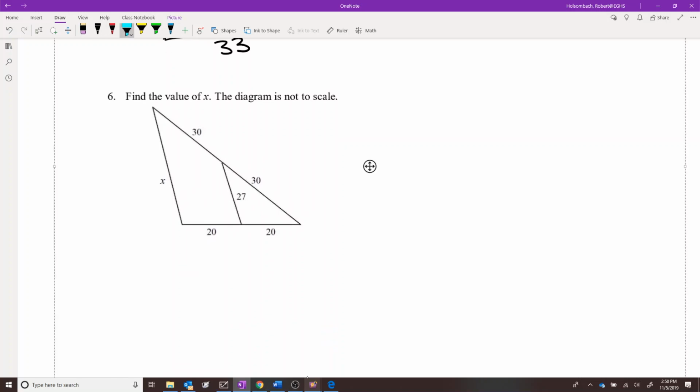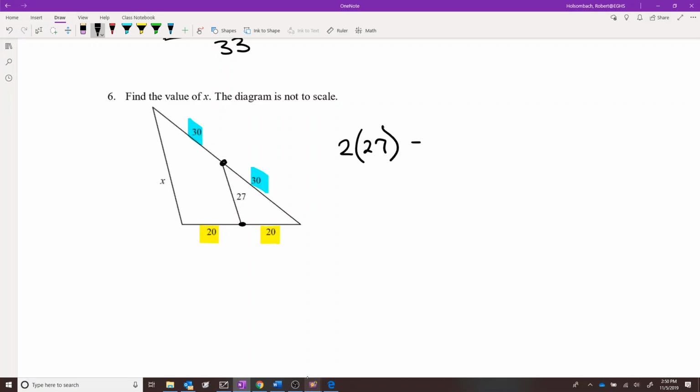In number 6, find the value of x. The diagram is not to scale. If this piece is 30 and this is 30, that makes this point a midpoint. If this is 20 and this is 20, it makes this point a midpoint, which makes 27 a mid-segment. Mid-segment is half of the third side, or 2 of the mid-segments equal the third side. So 54 is equal to x.